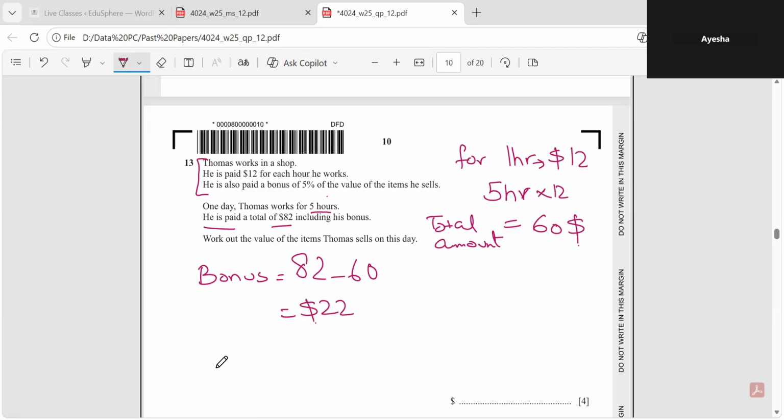So we have to calculate how much is the bonus, because we know that 5% of the value is the bonus. We do not know what the value is, so we will write 5% of the value of items is equal to the bonus. And the bonus we have already recorded. This is 22. 5% means 5 by 100 of the items that he has already sold.